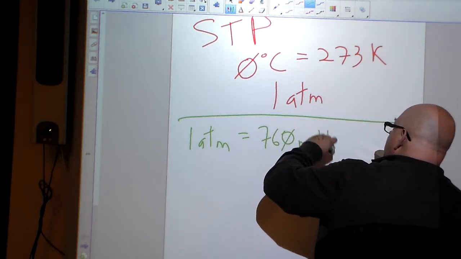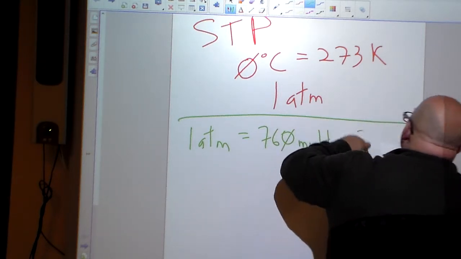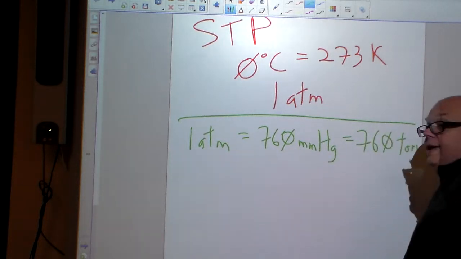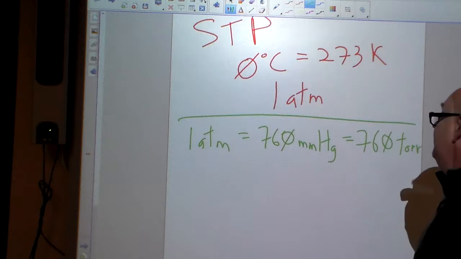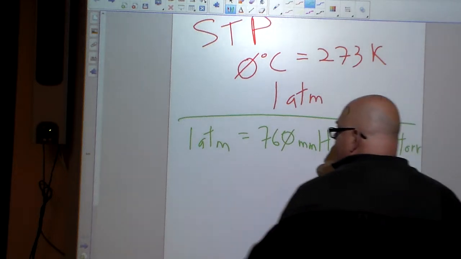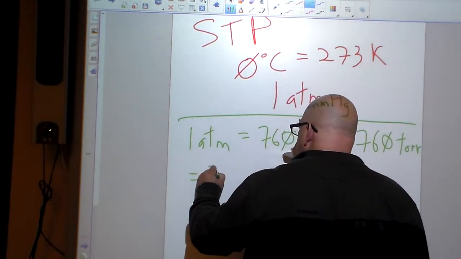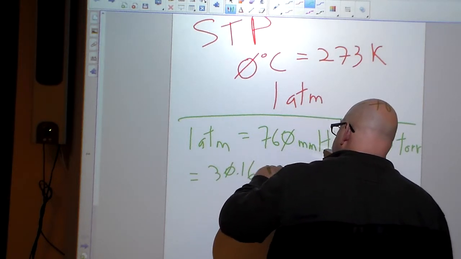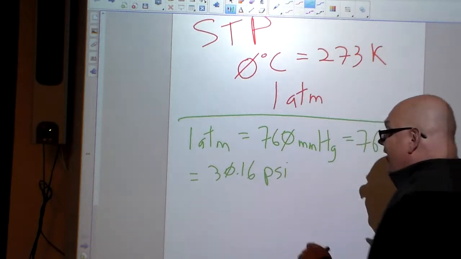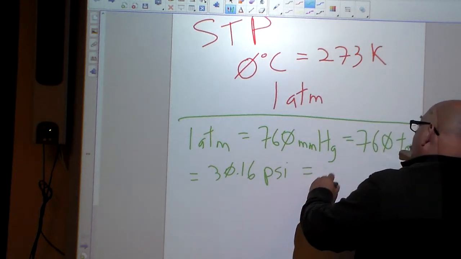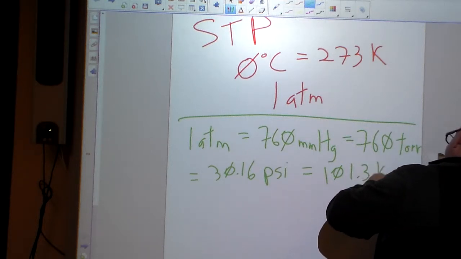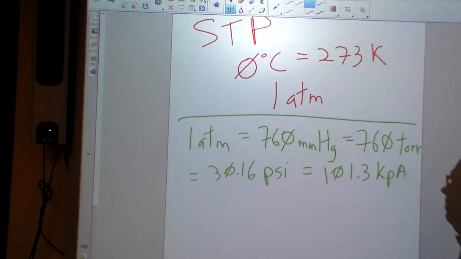760 millimeters of mercury, which is equal to 760 torr, named after Torricelli, the guy who invented the barometer. That also happens to be equal to 30.16 pounds per square inch, which is also equal to 101.3 kPa. So we also have that as well.